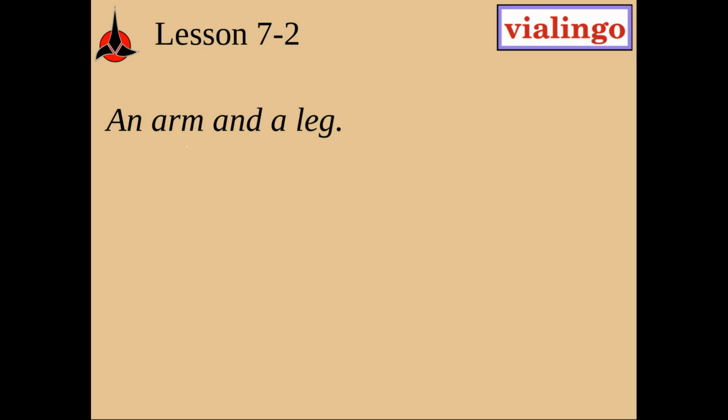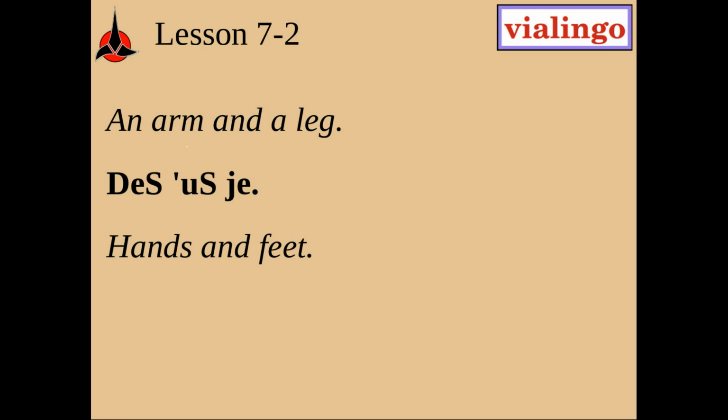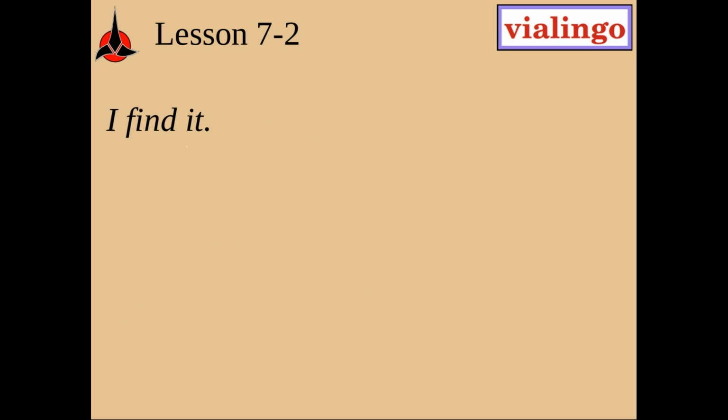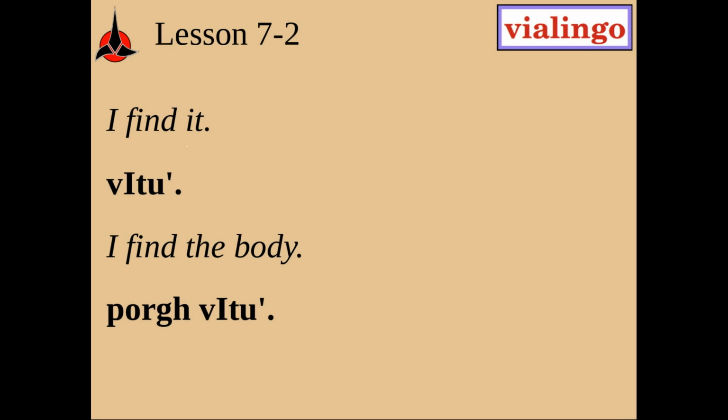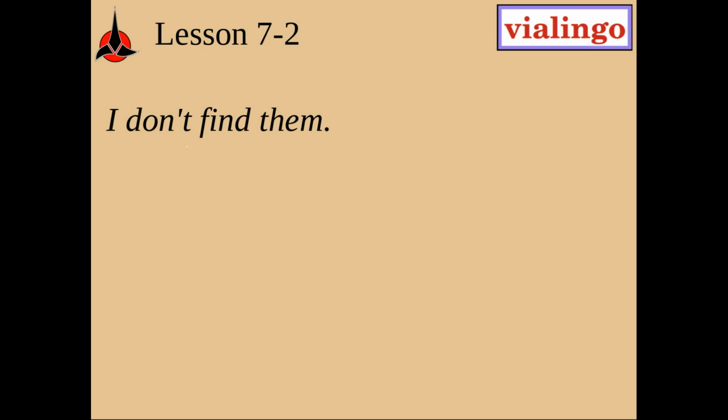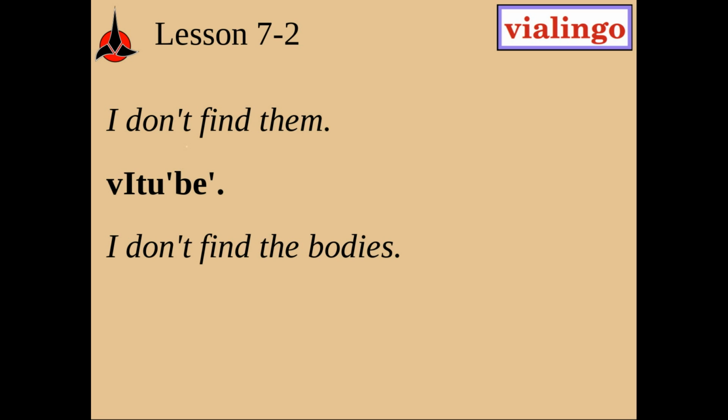So how do you say an arm and a leg? Desh, ush, jer. Hands and feet. Ropdu, khamdu, jer. I find it. Vitu. I find the body. Porgh, vitu. I don't find them. Vitu, be. I don't find the bodies. Porgh, vitu, be.